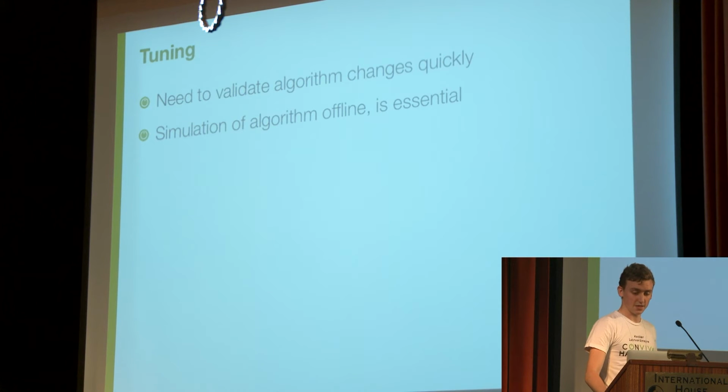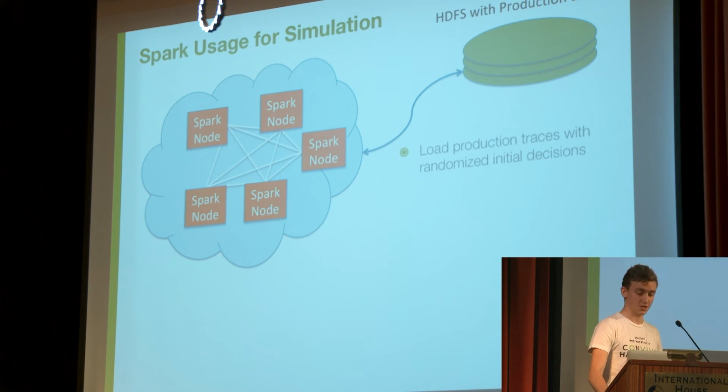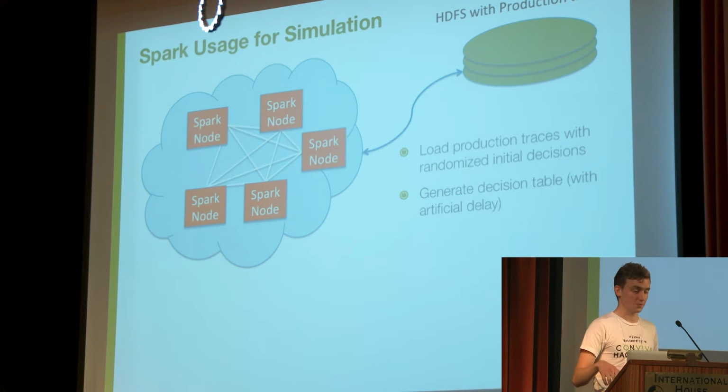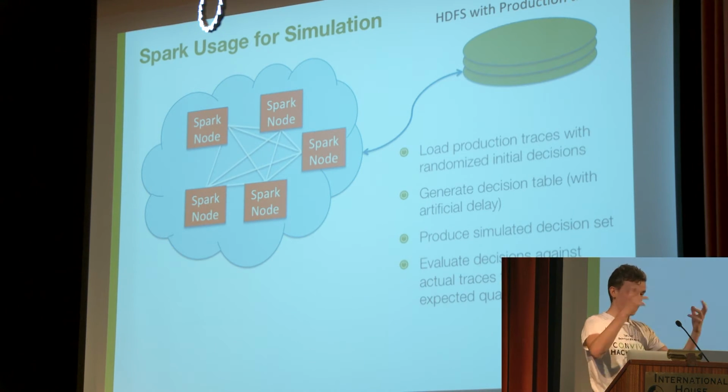essential. And this led us to build our simulator system, which essentially reuses about 90% of the code we wrote for the production system, with an extra 10% to build just the harness to replay the data faster than real time, and then an extra layer to do evaluation. So this essentially loads production traces with randomized initial decisions from our HDFS cluster. We generate the decision table with an artificial delay, so we're trying to simulate what the traditional feedback path would look like. We produce simulated decisions, again, on the Spark cluster, and then collect all this data to do evaluation, again, all in the Spark cluster and all iteratively.